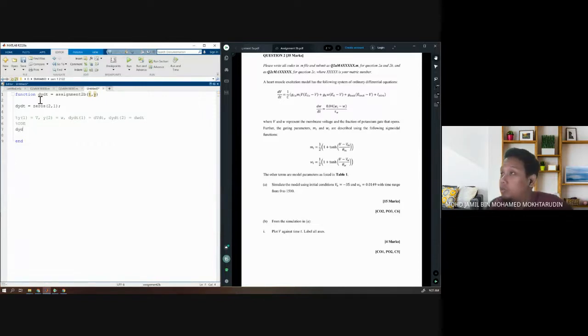So first one, dV/dt: 1 over C, multiplied by gCa times m infinity times (ECa minus V), plus gK times W times (EK minus V), where V is y1, plus gLeak times (ELeak minus V), plus I-stim.